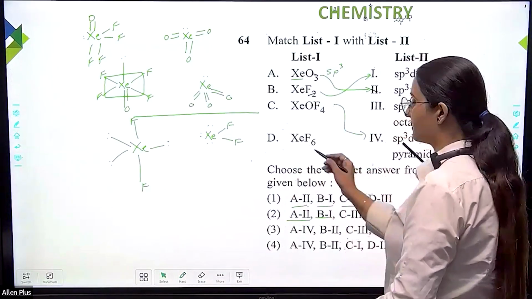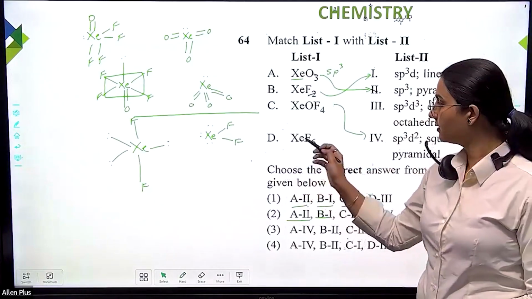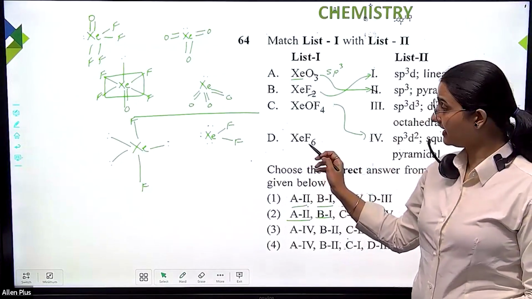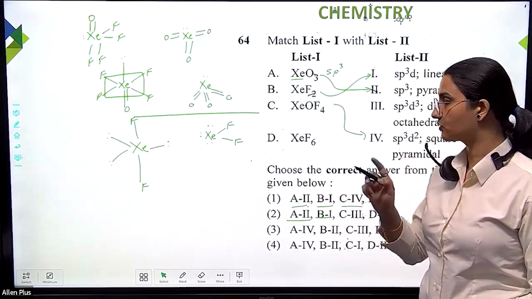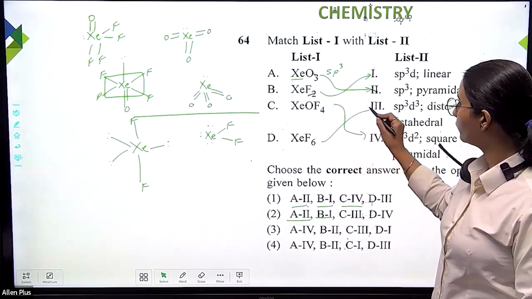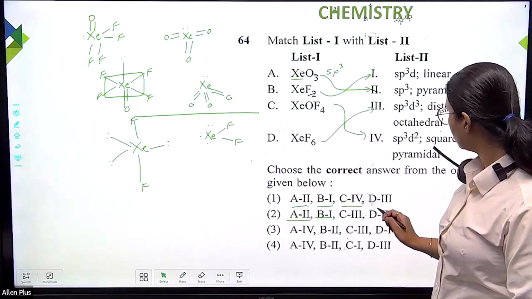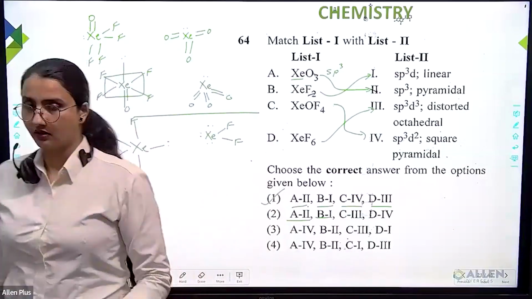So D also, let's do it. This is the best example of what? Distorted octahedron. Because see, it's going to have 6 sigma bonds, 1 lone pair, 7. So the steric number is going to be 7, sp3d3, and the shape would be distorted octahedral. Option 1. Fine.